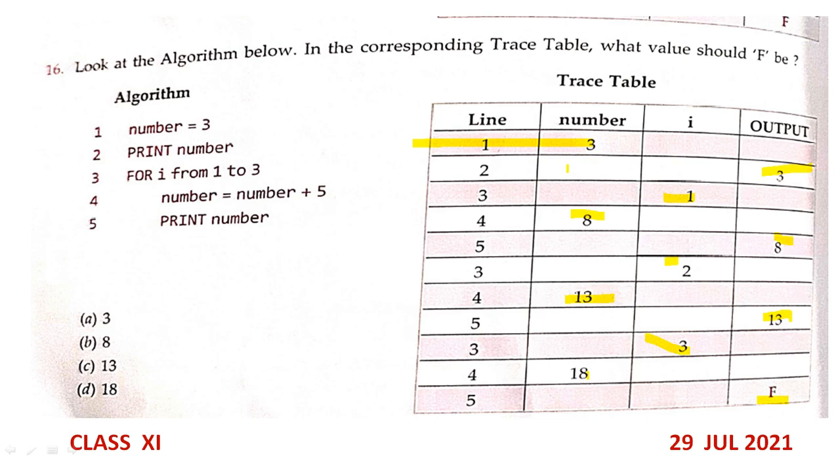Every time in every step you can see 4 and 5. When 4 and 5, what will happen? Whatever value you are getting, that will be printed in the next step. 8 is printed in the next step, 13 is printed in the next step, 18 is also printed in the next step. Therefore the answer will be D, that is 18.